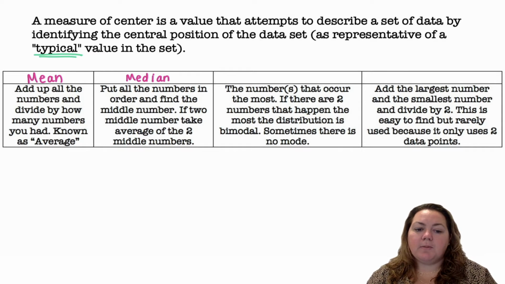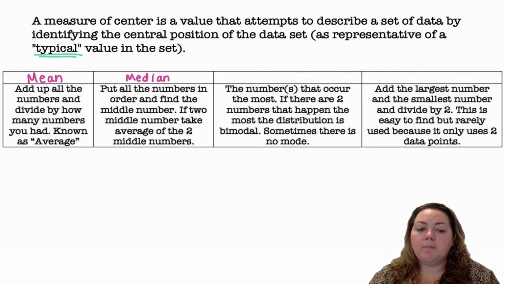The median, we need to put all the numbers in order and find the middle number. If two middle numbers, we take the average of those two middle numbers. The mode is the number that occurs the most. If there are two numbers that happen the most, the distribution is bimodal. Sometimes there is no mode.